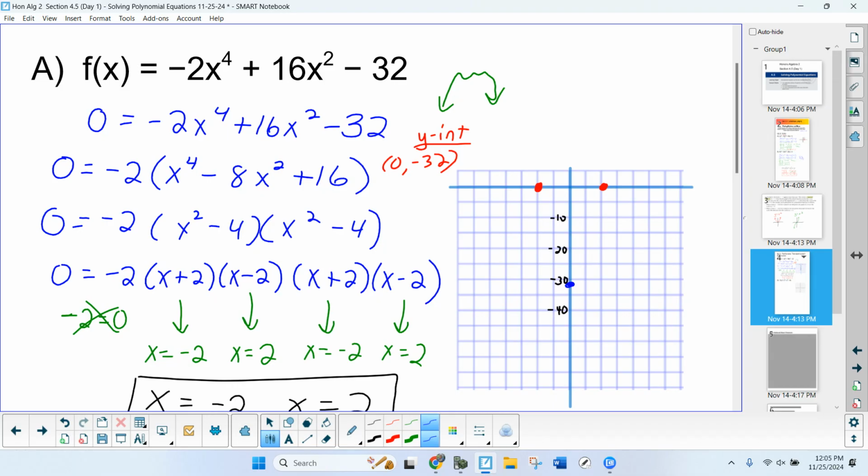So can we see the shape of our graph? We know the ends have to go down. We know it's going to touch and go down. It's going to go through the y-intercept. It's going to touch and go down because at my x-intercepts, they have even multiplicity, so it will touch and go back down. And there's my graph. Now we keep getting a little more that we're learning about these graphs to make them more particular each time. Questions thus far? You guys good on A?